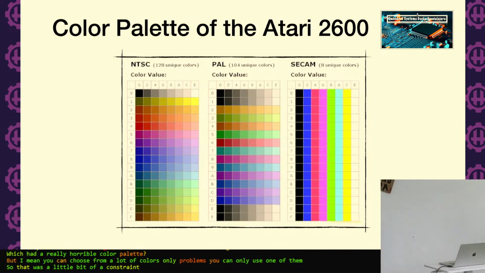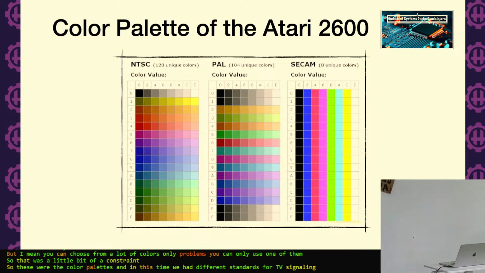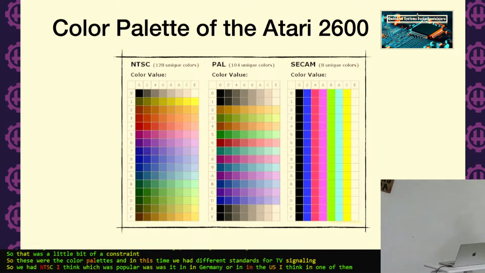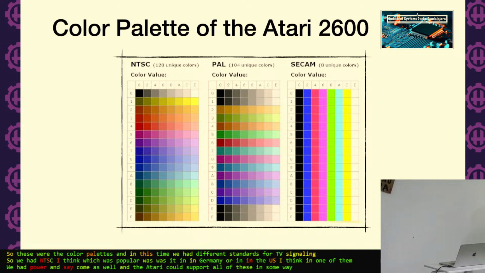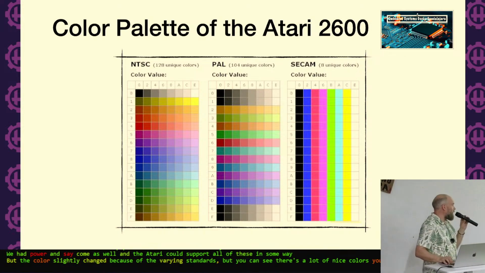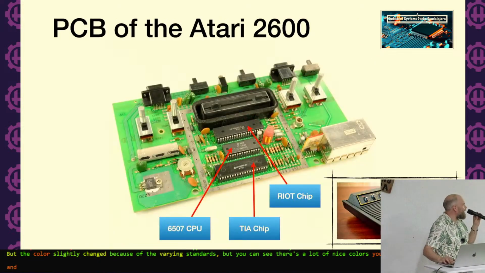And in this time, we had different standards for TV signaling. So we had NTSC, I think, which was popular. Was it in Germany or in the US? I think in one of them. We had PAL and SECAM as well. And the Atari could support all of these in some way, but the colors slightly changed because of the varying standards. But you can see there's a lot of nice colors here you can use in your games. And so from that point of view, it was quite sophisticated, I would say.